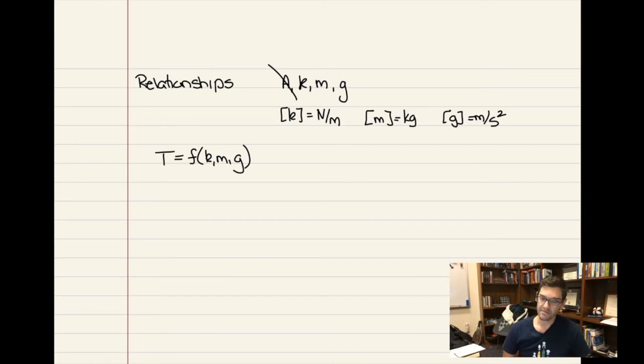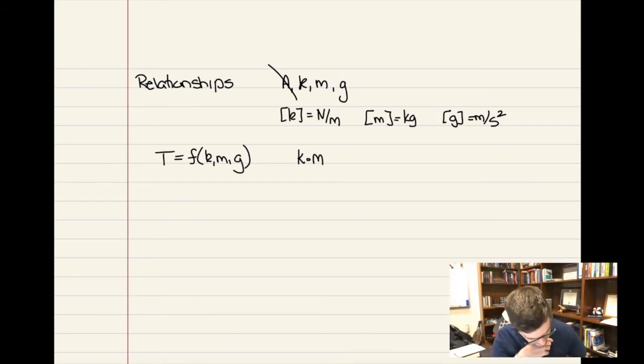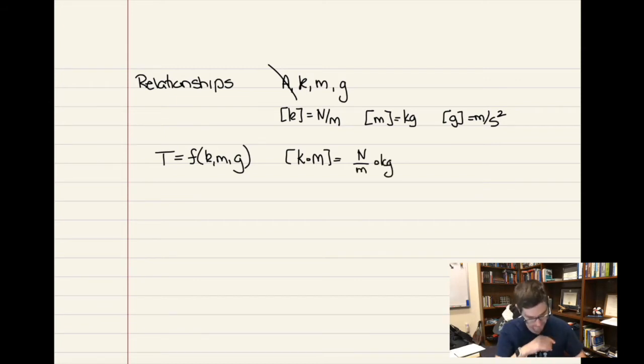So I could ask myself just dimensionally, how can I combine k, m, and maybe even g to get something that has units of seconds? For example, what if I do k times m? Well, the units of k times m are newton per meter times kilogram. That is not units of time. That is not units of seconds.